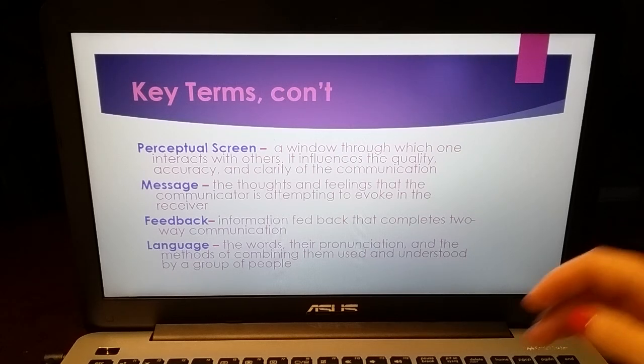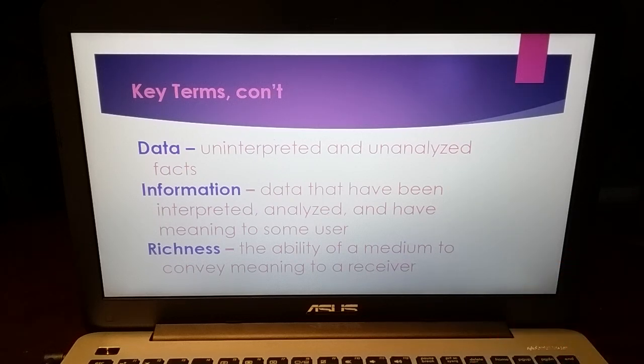Okay, so let's talk about some other terms too. Data, information, and richness. Data is uninterpreted and unanalyzed facts, like the temperature of the weather for a certain period of time, ball scores, income, sales levels, profit rates, absentee rates, that kind of thing. Information is when you take the data and you interpret it and analyze it and give it some meaning. So, for example, if there's a high percentage of tardiness one day, the number of people tardy would be the data, and the information would be maybe there was a snowstorm or a large traffic accident and the highways were backed up.